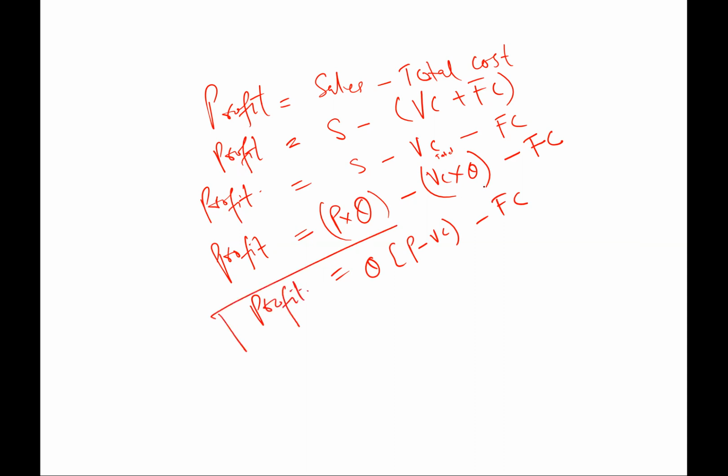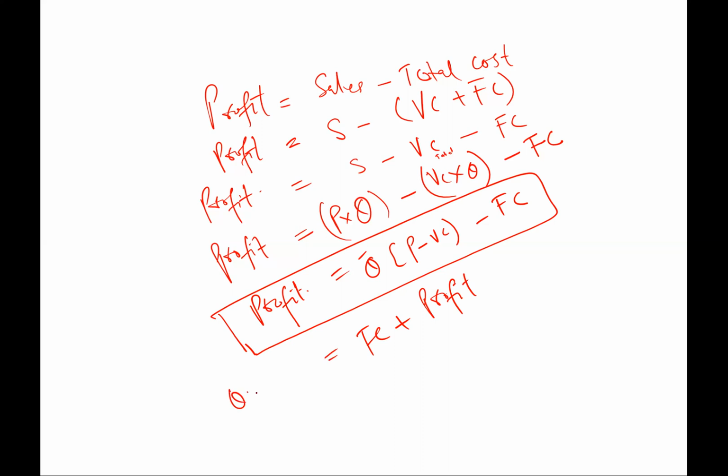So this is called the equation method. If we want to find out the formula method, just solve it for Q. So fixed cost plus profit is equal to Q into CM per unit, right? Sale minus variable cost is your CM.